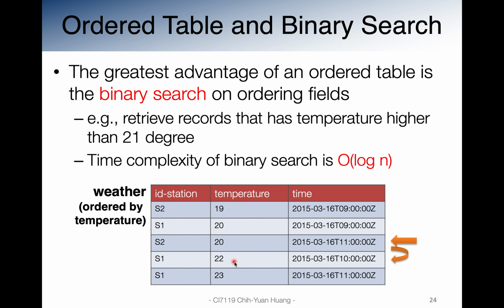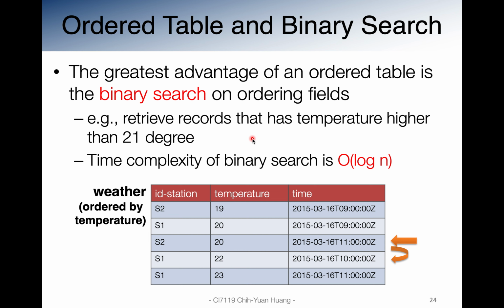If there are any other data records between the 20 reading record and the 22 reading record, then the next thing we are going to do is go to the half of the records in between these two records, and try to determine whether they satisfy the query condition or not. And so on and so forth, we can finally find all the records that satisfy the query condition.